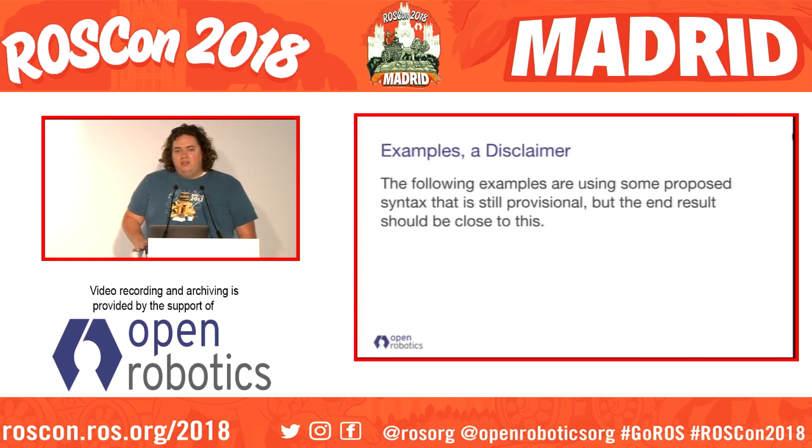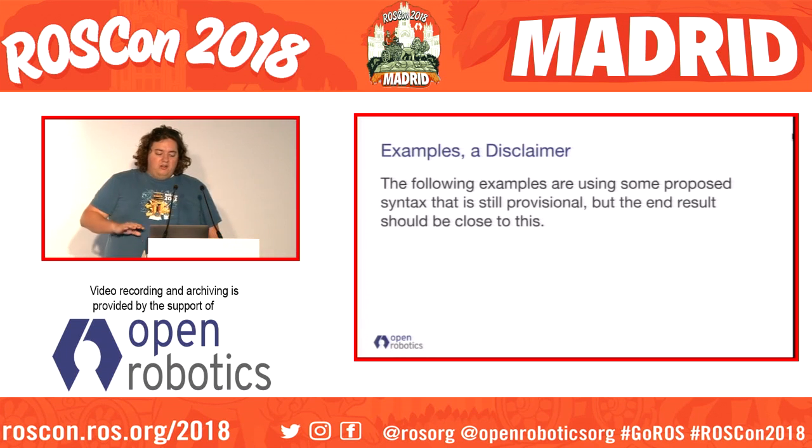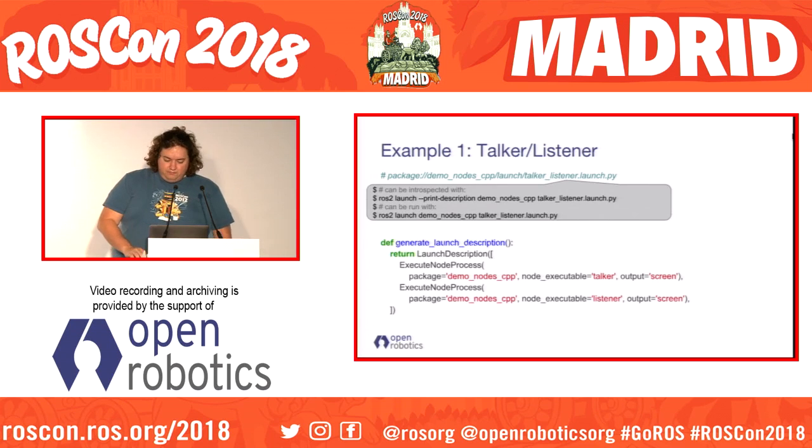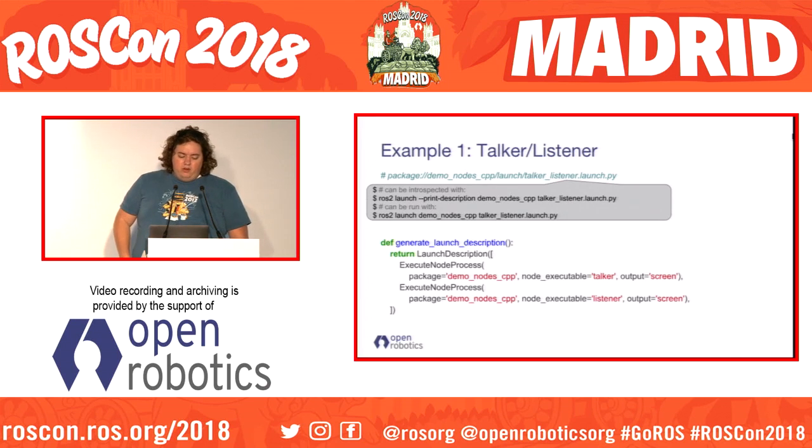I'm going to jump directly into some examples, but a disclaimer: these examples are using the latest and greatest syntax, which may not be available in Bouncy or even on master yet, but we're working on it. I thought it was better to show what's going to be as opposed to what is. This is the simplest example I could come up with. It simply runs a talker and a listener.